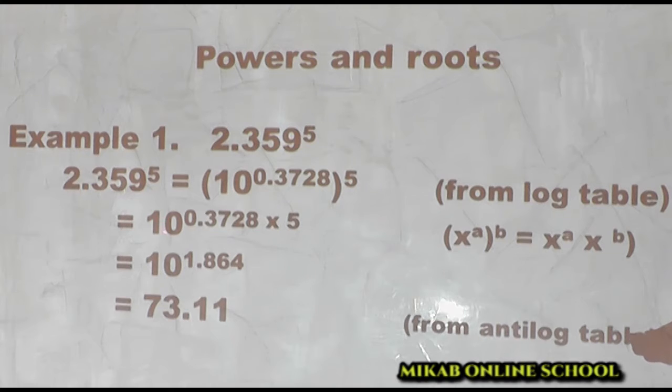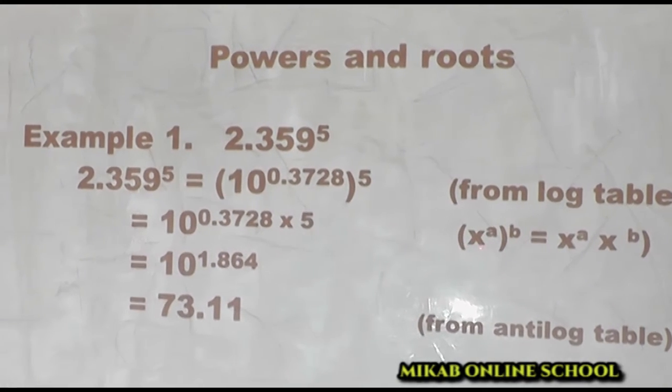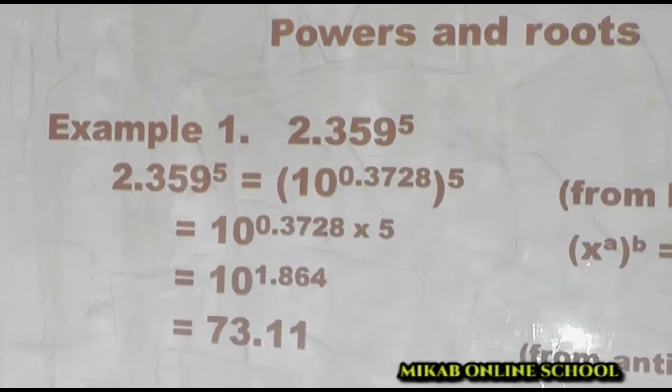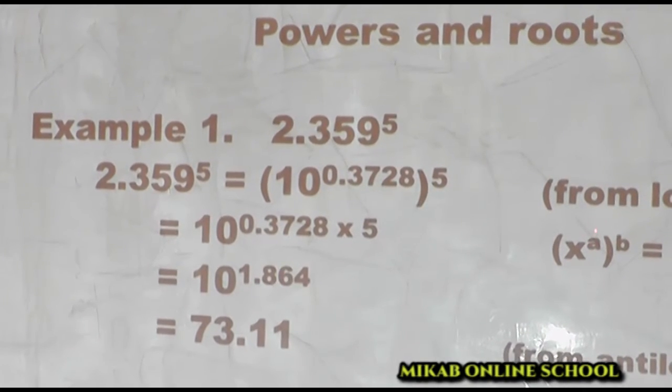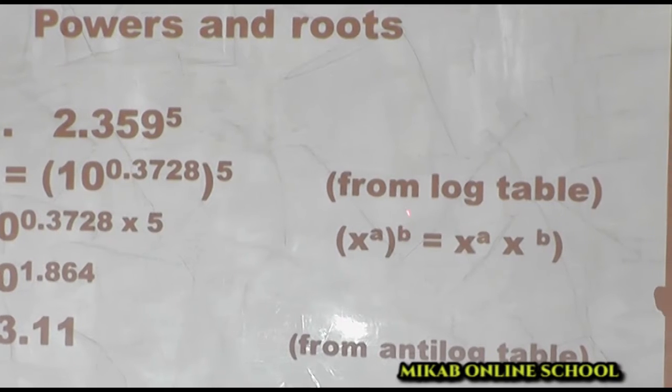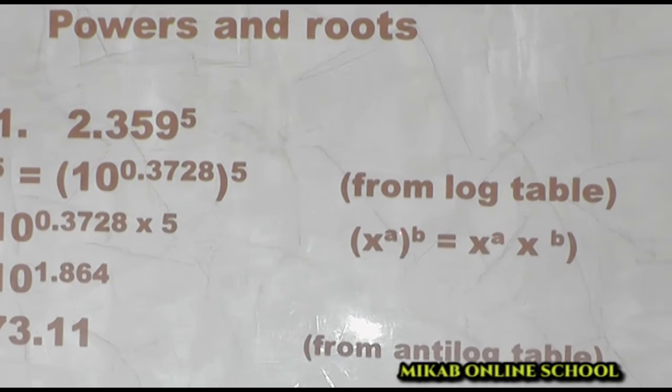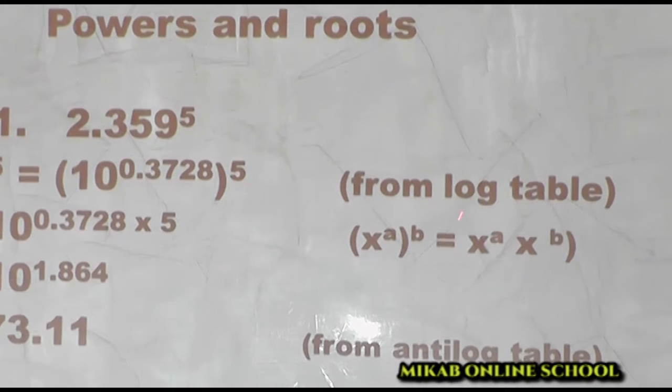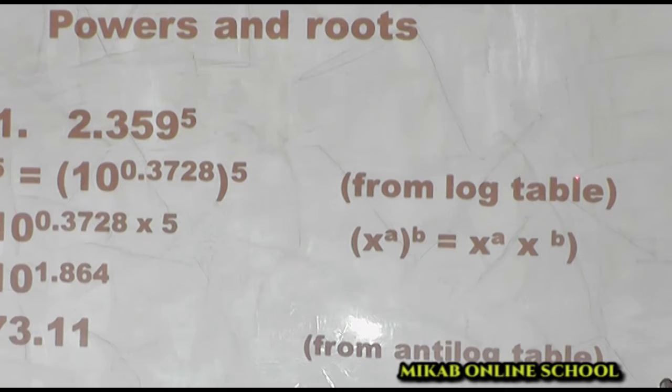Now this is going to give 10 raised to the power of 0.3728 times 5. That means this power here is going to be affecting just the power, like we have in the laws of indices, where it states that when you have a base x raised to the power of a, then all in brackets raised to the power of b, that means the b outside, the power outside, is going to be multiplying just the power inside and not the base. So that will give x raised to the power of a times b.